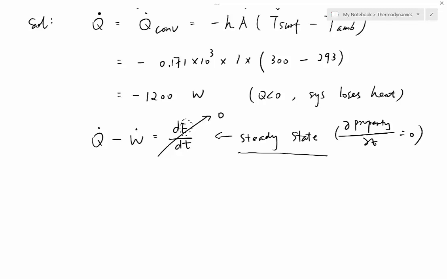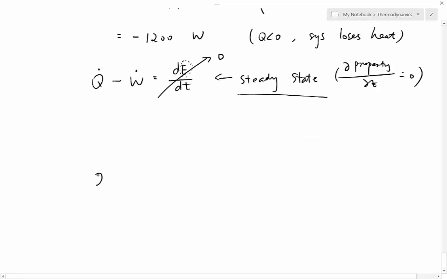So this equation will be simplified to Q dot equal to W dot. Okay, let's do this: Q dot minus W dot equal to 0. So now let's continue. Q dot, I already have it. I don't need to worry about it, so leave it alone.